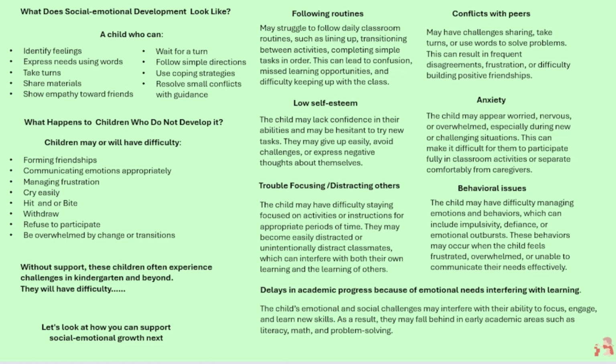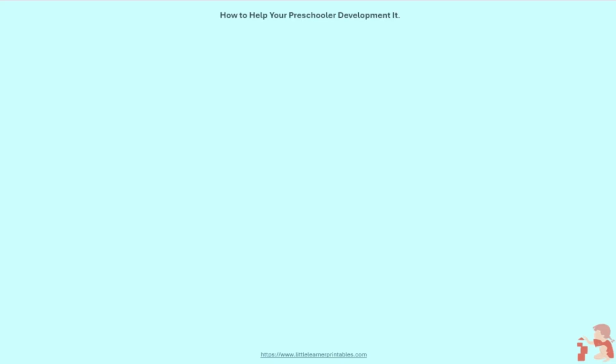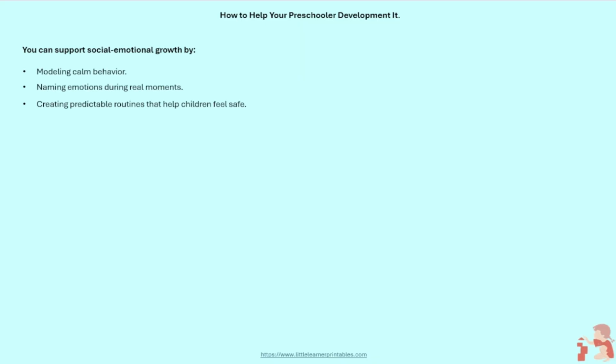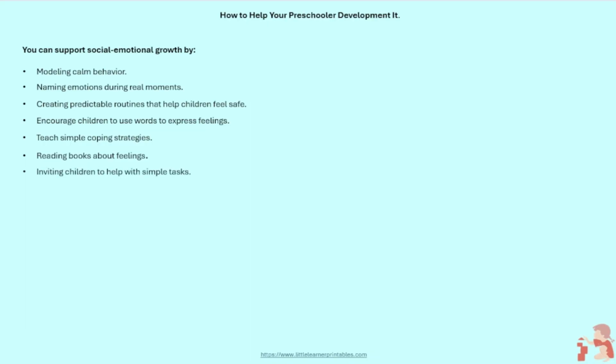Next, let's look at how you can support social and emotional growth. How to help your preschooler develop it. You can support social and emotional growth by modeling calm behavior, naming emotions during real moments, creating predictable routines that help children feel safe, and encouraging children to use words to express their feelings. Teach simple coping strategies, read books about feelings, invite children to help with simple tasks, praise effort, and respond to children with consistent warmth.